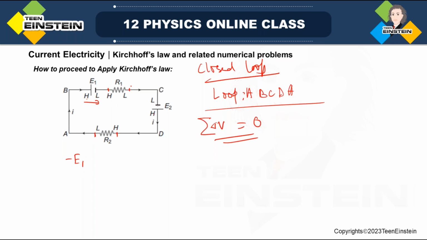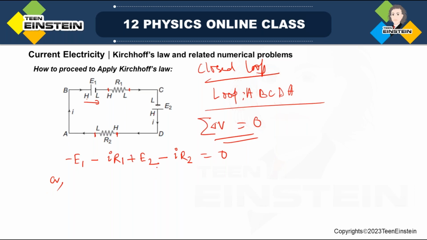What is the change in the voltage in this case? High to low, so again it will be minus I R1. Here, low to high, it will be positive. And what about here? High to low, in this case also it will be minus I R2, equal to 0. This is the loop rule.